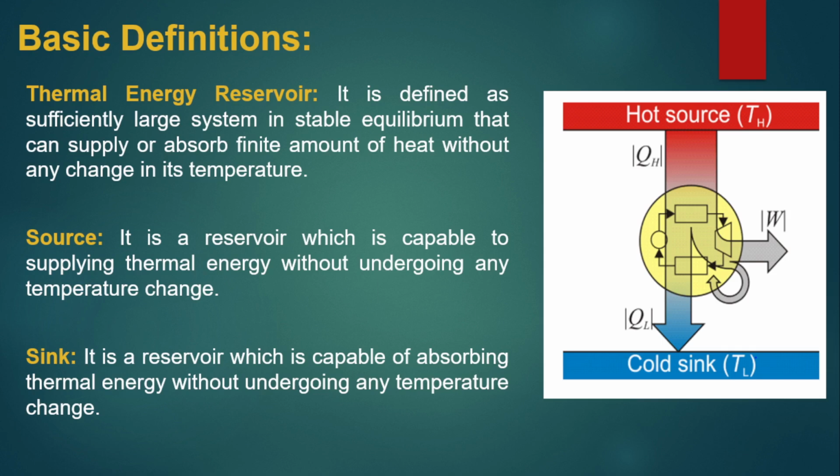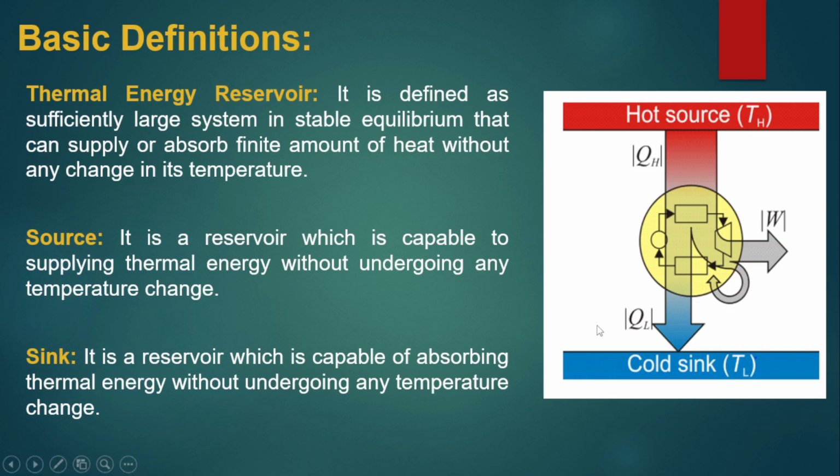It is defined as a sufficiently large system in stable equilibrium that can supply or absorb a finite amount of heat without any change in temperature. There are two types of thermal energy reservoir. One is the source and the other is the sink. The purpose of the source is to supply thermal energy without undergoing any temperature change. The purpose of the sink is to absorb thermal energy without undergoing any temperature change.